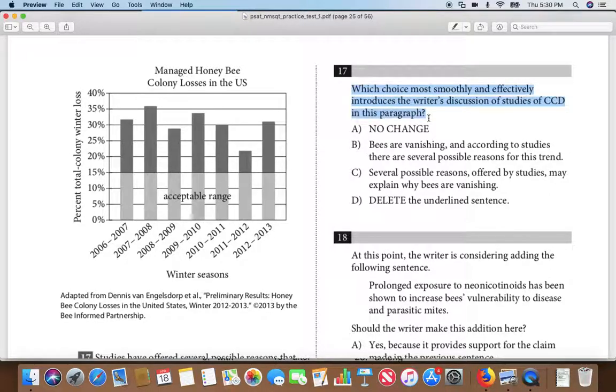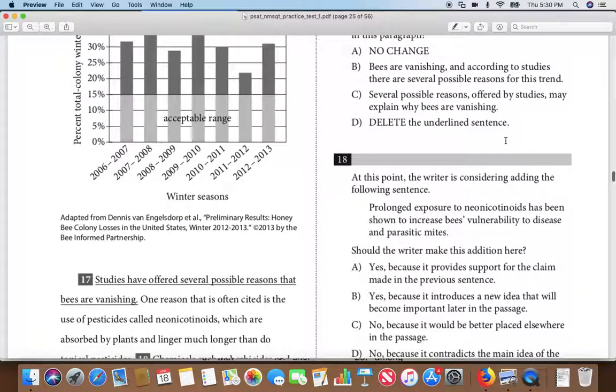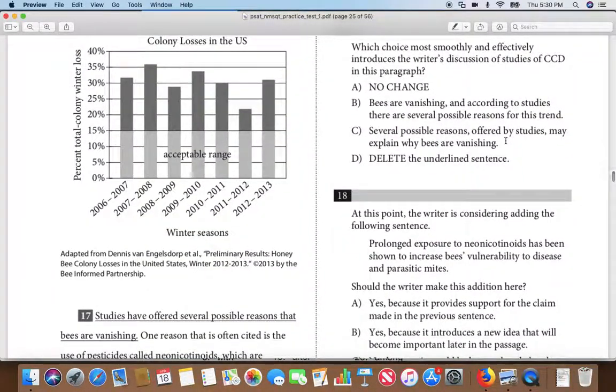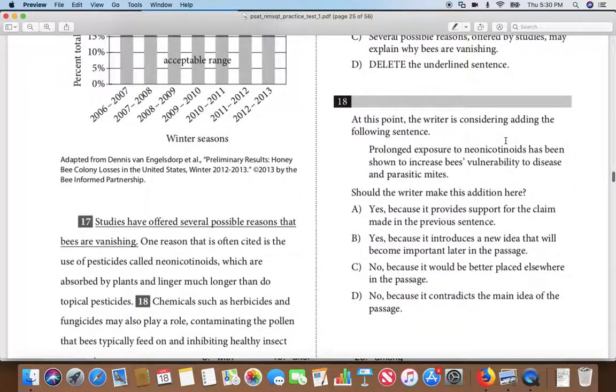Does that make sense? The rules may come into play, but you've got to make sure you're answering the question, okay? So we're looking for the answer choice that most smoothly and effectively introduces the writer's discussion of CCD in the paragraph. It's got to do both of those things. Does that make sense? Yes. Okay, so let's go over this real quick. Which smoothly and effectively introduces the writer's discussion of CCD in the paragraph?